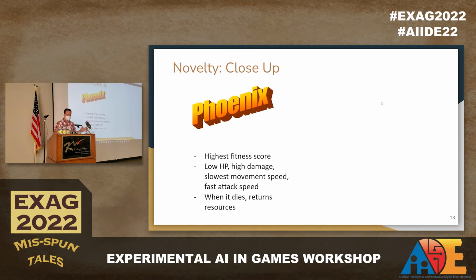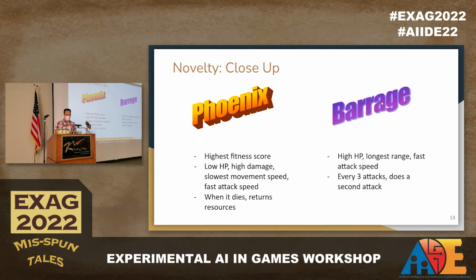The first one being the Phoenix. We gave them each names. And the Phoenix, it had the highest fitness score of any of the units generated. And the neat things about its stats were it had really low HP relative to the other units, but a high damage output. It had the slowest movement speed of any other unit, but an incredibly fast attack speed, allowing it to, it's easy to catch, but it'll kill you before you can hit it, sort of thing. And the ability that it ended up with was when it died, it would return the resources used to build it, thus allowing you to make it again or be reborn from the ashes.